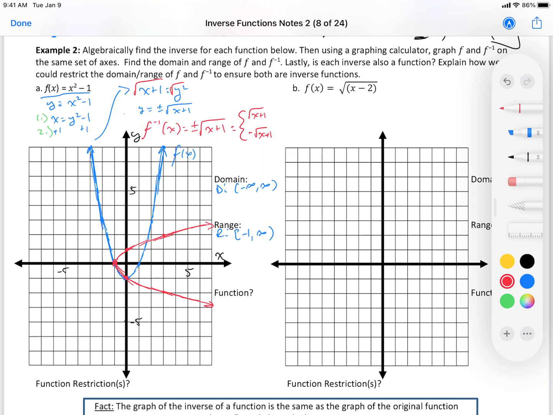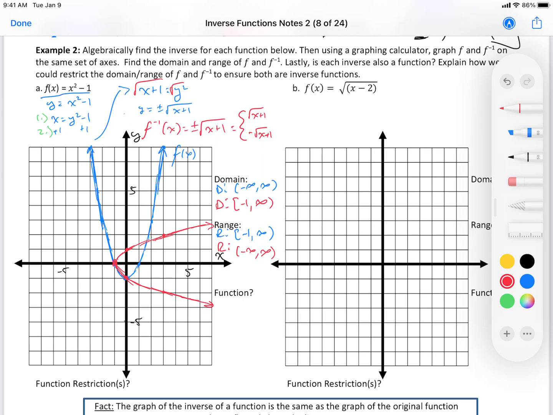Now let's talk about the domain of this guy. What is the domain of this graph? Remember, the x's. What's the domain of this graph? It's negative 1 to positive infinity. What about the range? It's all real numbers, or negative infinity to positive infinity. So notice how they switch.